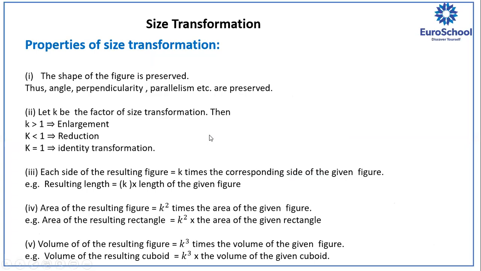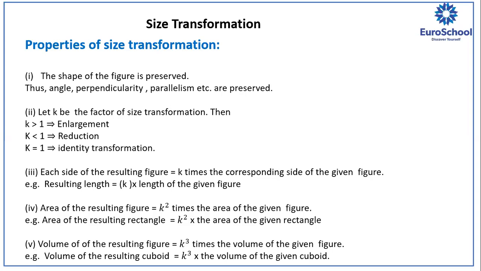Now, this is known as size transformation. When you're enlarging or reducing something, it is known as size transformation. It means you are transforming, changing the size. There are a few properties of size transformation. The first is that the shape of the figure is preserved. Take two equilateral triangles: if I reduce or enlarge it, the triangle remains an equilateral triangle, only the size changes, right?